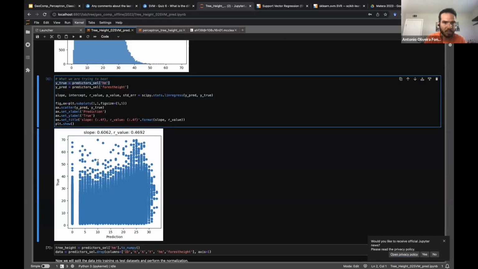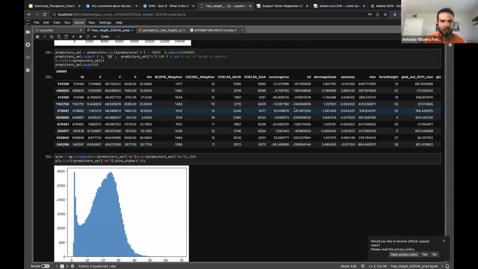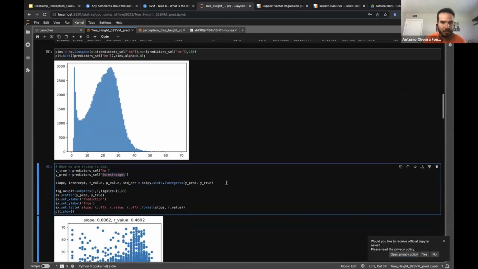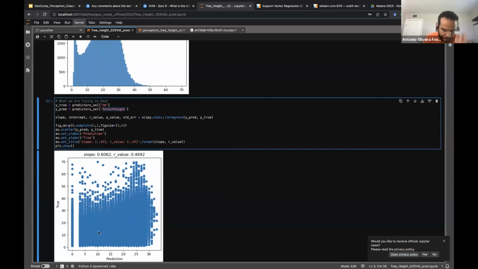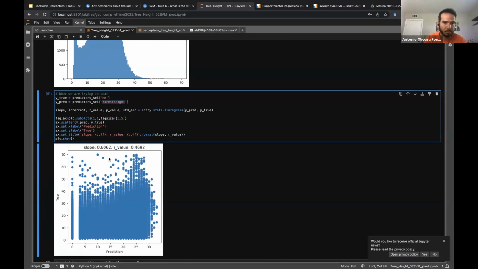It's kind of discrete because forest height was, as the previous person was discussing, in integers, so it's not a float. That's why you see sort of vertical lines. But the R-square between the prediction computed by the 6 algorithms and the true value is about 0.46, which is not terrible, but also not very good. So we're going to try to change our algorithm here to support vector machine for regression, and see if we obtain an R-square that's greater than this.